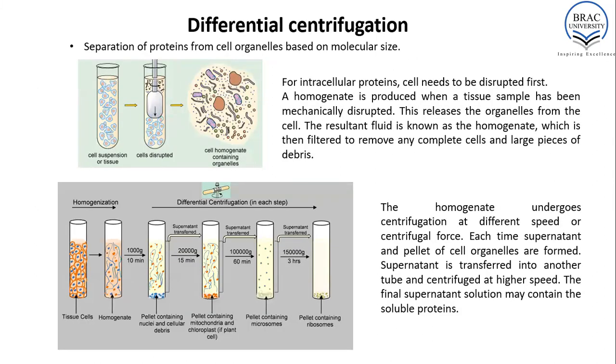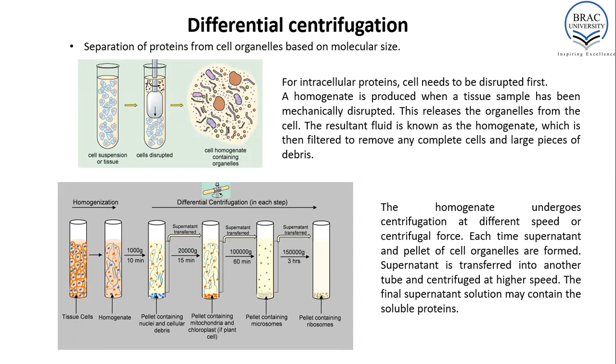So firstly, differential centrifugation. The separation of the protein is based on molecular size. The cell needs to be disrupted, as we have seen in the last lecture, and then the organelles released from the cell come into a fluid, also known as homogenate, which is then filtered to remove any complete cells or large pieces of debris. And this homogenate undergoes centrifugation at different speeds and centrifugal force.